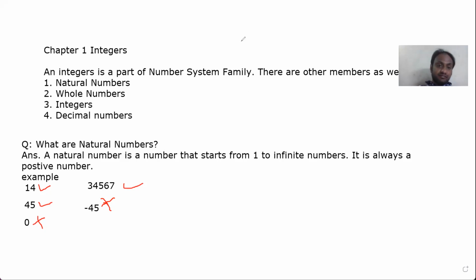Similarly, I'm going to one more definition, that is, what are whole numbers. So now I just repeat: I hope you write this thing in your notebook or any rough notebook. If you don't write this, then pause the video and write this down. Okay, now moving on.